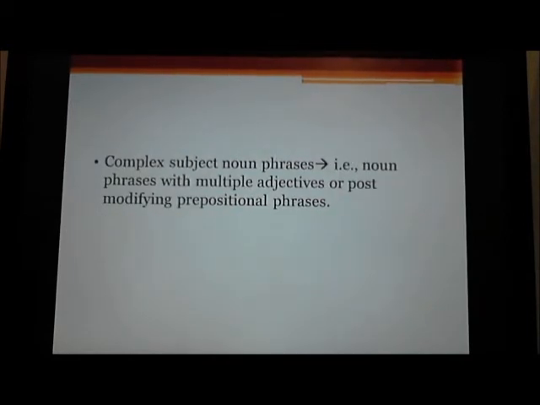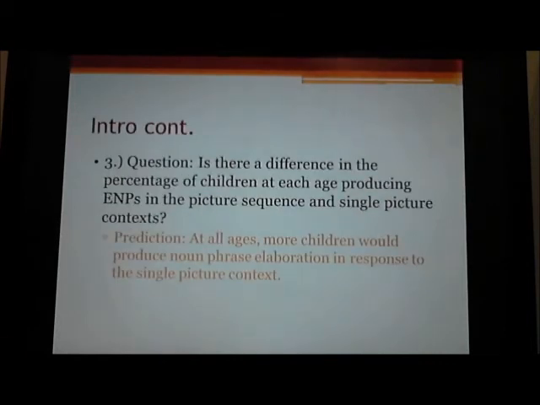Just 2 more. Okay, so a complex subject noun phrase, an example of that would be noun phrases with multiple adjectives or post-modifying prepositional phrases. So the third question, is there a difference in the percentage of children at each age producing ENPs in the picture sequence and single picture context? I will explain the difference of the picture sequence and the single picture context a little later in this PowerPoint, and they predicted that at all ages, more children will produce noun phrase elaboration in response to single picture context.